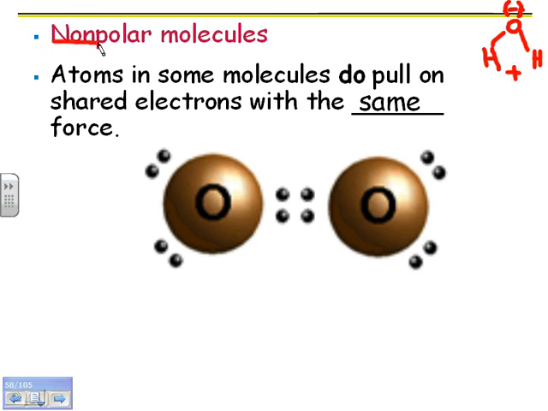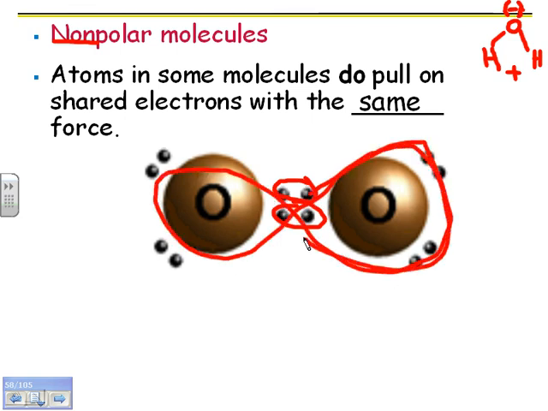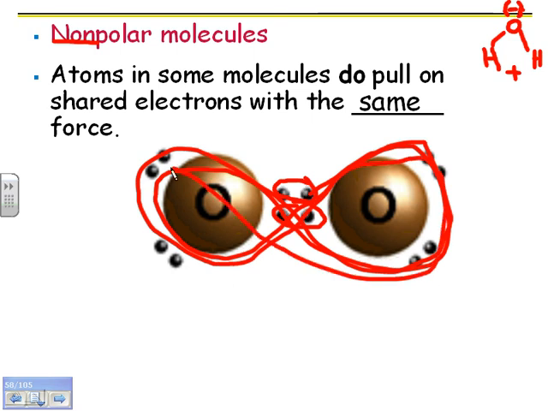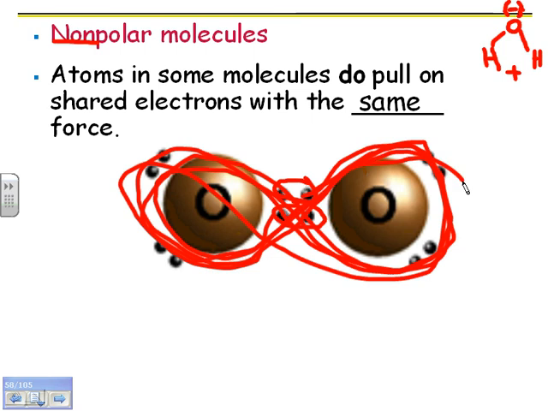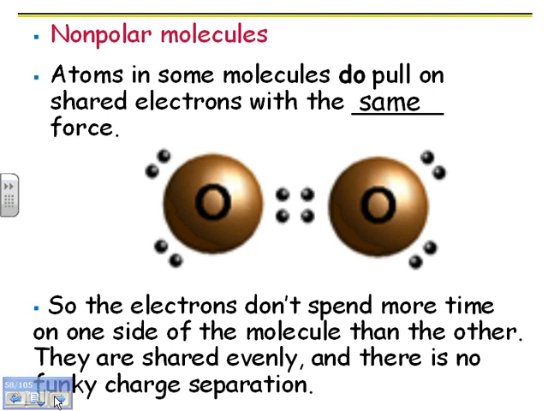Nonpolar molecules are not like that. These are the shared electrons. So here's one shared electron pair and here's another shared electron pair. And the electron pairs spend equal time on each side because the protons here are exactly the same number as the protons here. They don't pull any harder on the electrons. The electrons are not attracted to one side any more than the other. So it's really very, very even. They spend equal amounts of time, so there's not one positive and one negative side to that. The electrons don't spend more time on one side of the molecule than the other. They are shared evenly, and there's no funky charge separation.